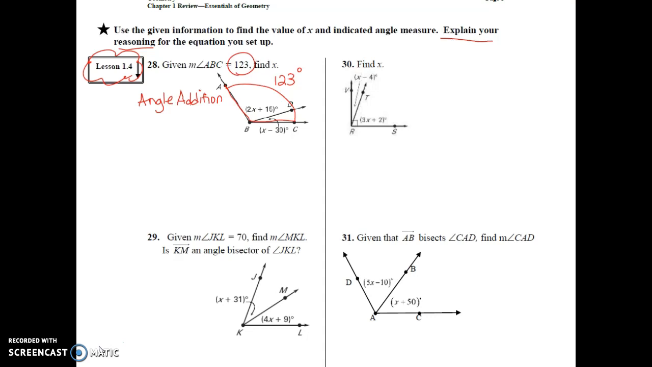In question 29, they talk about an angle bisector, which means you will make 2 equal parts. In question 23, they put the little box in the corner telling you that you have complementary angles, or 90 degrees, with some more angle addition. And question 31, they also say that AB bisects CAD. So again, we're making 2 congruent parts. Make sure that you read the diagram and the words for the problem.